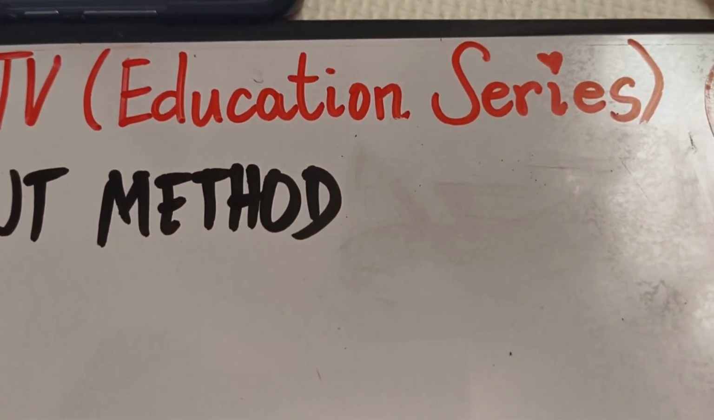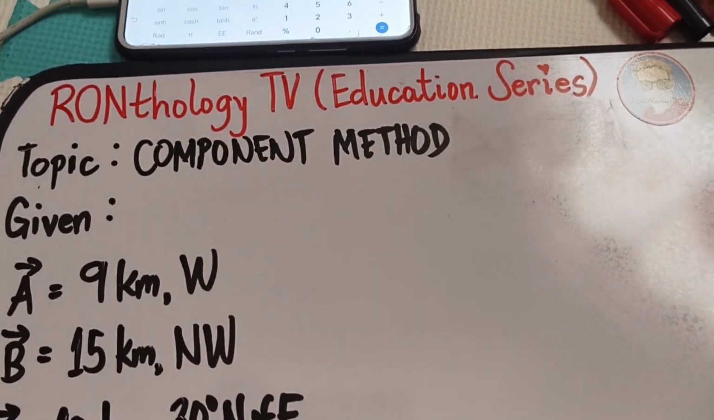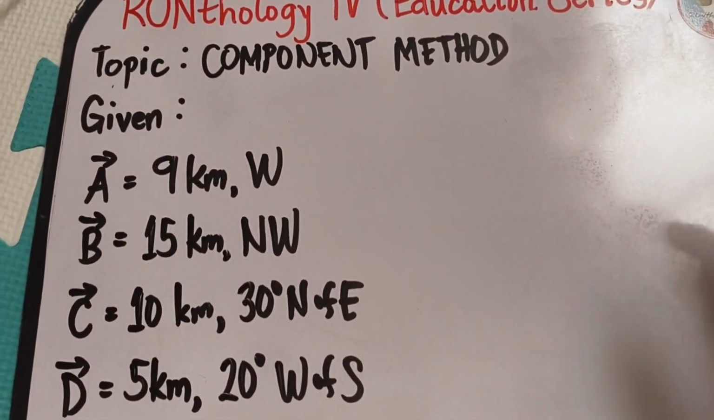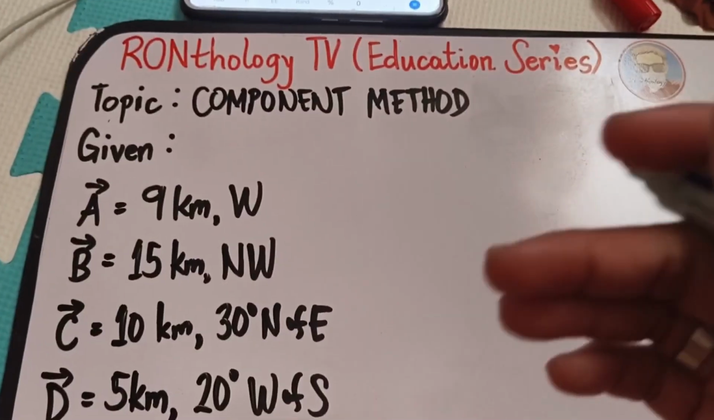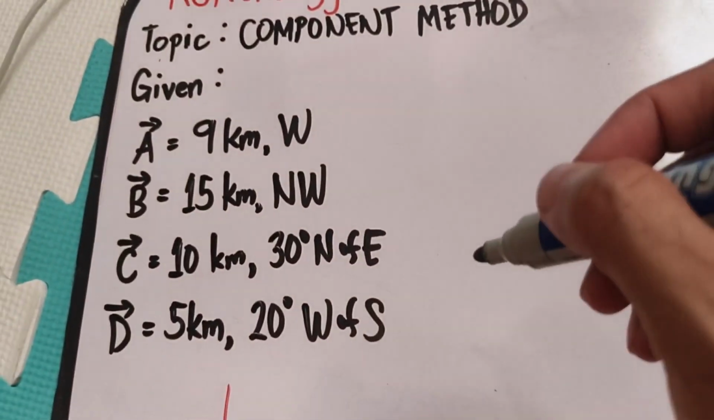Adding vectors. Of course, our main objective for today is to be able to find the resultant vector from a set of given vectors as shown in this whiteboard. We should be able to find the resultant, the magnitude and direction of the resultant vector.